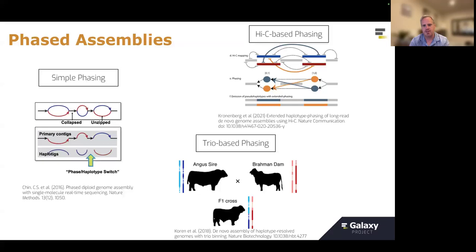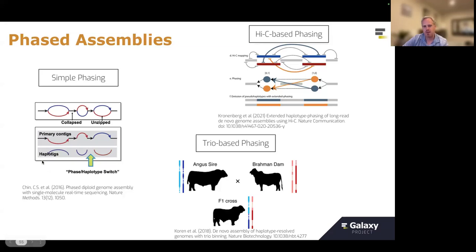So the good news is in the modern era, you can do that phasing in a few different ways. The original approaches, like the Falcon assembler from Jason Chin et al., just use long read sequencing itself to represent where the two haplotypes diverge from each other. That led to this bubble representation in the assembler, where homozygous regions would assemble together. They'll branch across heterozygous regions and come back together, but then we can unzip all those different bubbles and derive primary contigs and then a couple of haplotigs that come from the other homologous chromosome.